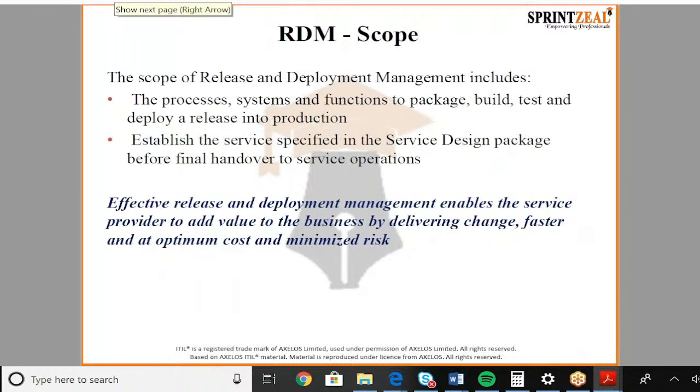Release and deployment management scope includes processes, systems, functions, all of those that are needed to package, build, test, and deploy or release into production. It establishes the service specified in the service design package before handover to service operations. Effective release and deployment management enables the service provider to add value to the business by delivering change faster and at an optimal cost and minimize risk.